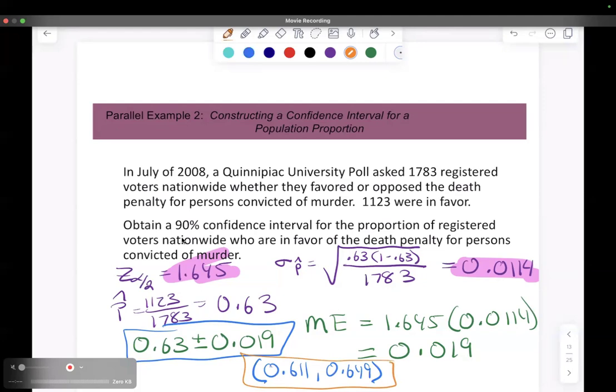So the way I would answer this, I would say we are 90% confident that the actual proportion of people who are in favor of the death penalty is between 0.611 and 0.649. I'm going to show you it all nice and pretty typed out, but before I do that, are there any questions?